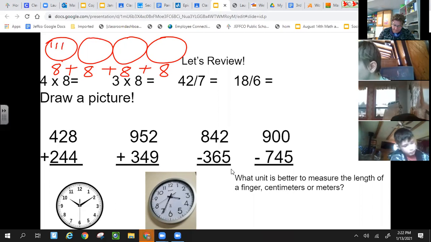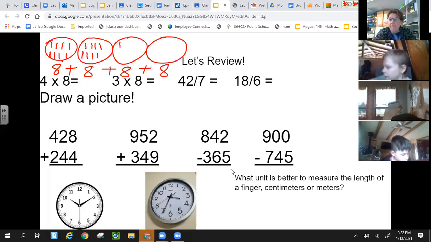1, 2, 3, 4, 5, 6, 7, 8. I want you to do this too, just to help you remember the strategy. 1, 2, 3, 4, 5, 6, 7, 8.